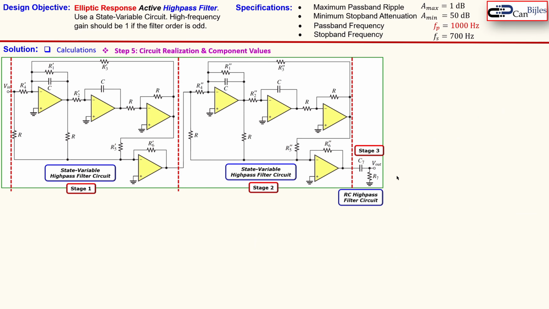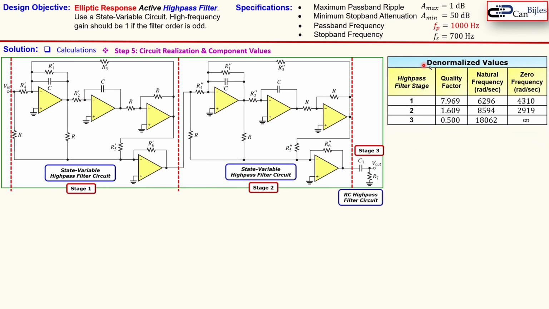Okay, let's bring it up, and this is now the complete circuit we need to use, and we need to determine all the components. Let's bring up the denormalized values we have determined. So the high pass filter stages 1, 2, 3. You see the quality factors, the natural frequencies, and the zero frequencies. The zero frequency for our passive high pass filter circuit is at infinite, because you don't see zero frequency in the numerator of that expression, so that is always at the infinite.